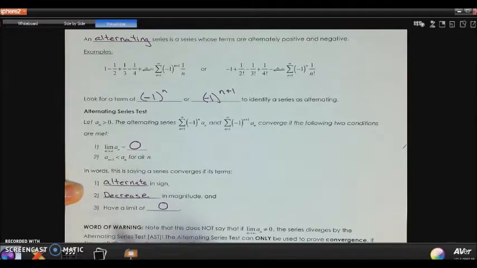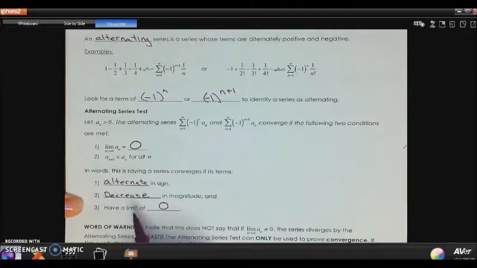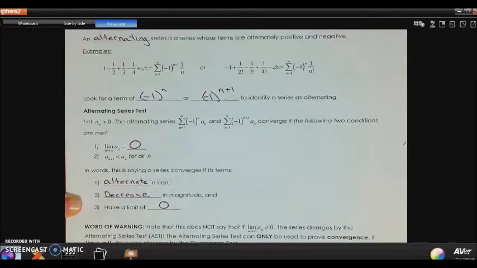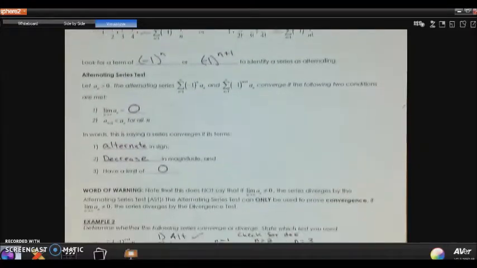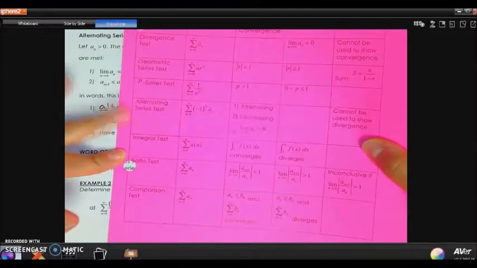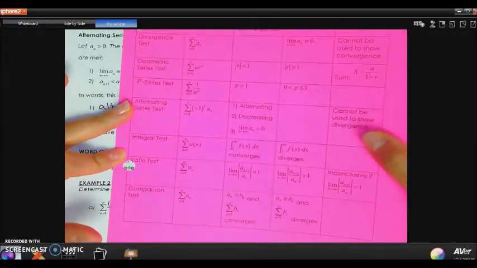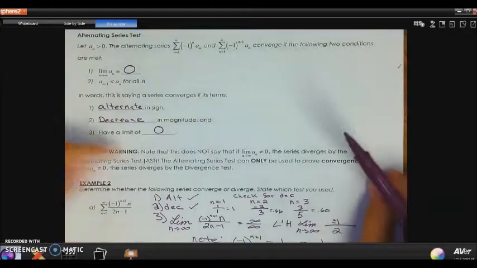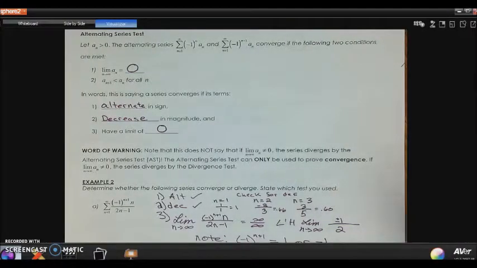So we're looking for alternating signs, we're looking for it to decrease in magnitude, and also have a limit of 0. You could think of that as the divergence test being inconclusive on this. Now, just like the divergence test can only be used to prove divergence, the alternating series test cannot be used to show divergence. It can only be used to show convergence. If you reference that pink sheet again, the alternating series test cannot be used to show divergence. So hopefully if you're using this, it's going to converge.